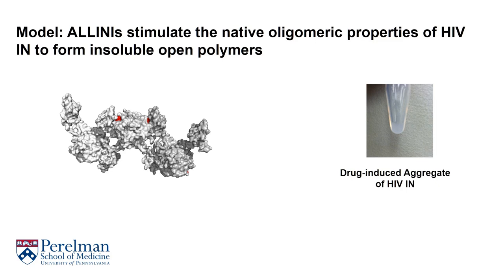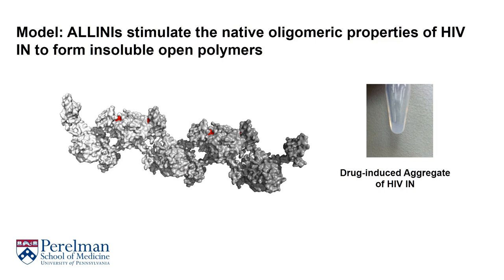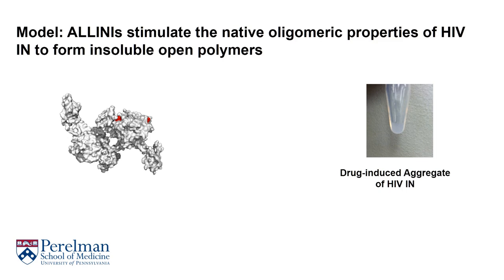However, our results show that the drug very efficiently stabilizes an open polymer of integrase, referred to in drug design as allosteric stabilization, akin to what Taxol does in stabilizing microtubule polymerization. This aberrant polymerization appears to underlie its late replication effects on virion maturation.